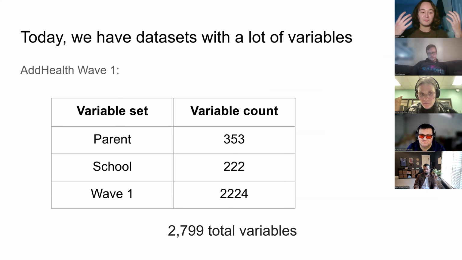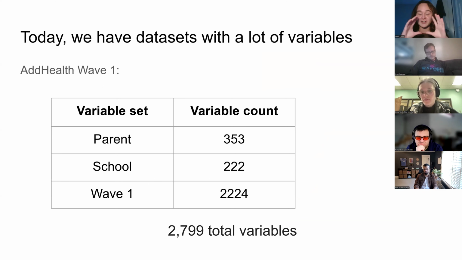However, when we're dealing with modern data sets and trying to understand causal relationships, we often run into issues where we have high dimensionality in data sets. By this, we mean that there are a ton of variables. So for instance, if you look at Add Health, there are 2,799 total variables in Add Health wave one.